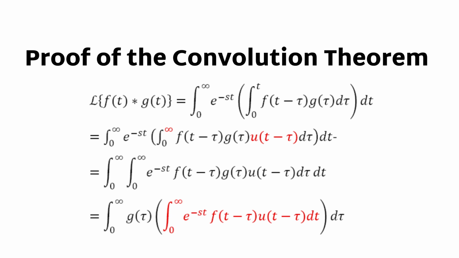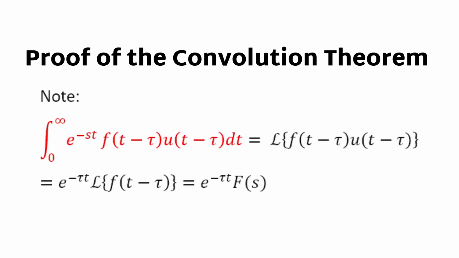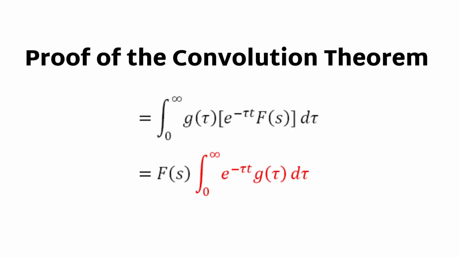So, evaluating with respect to time, notice that the red colored expression is just the Laplace of f of t minus tau, u of t minus tau. So by looking at the table from the previous chapters, we can get the answer e to the negative tau s multiplied by F of s. Now that we are integrating with respect to tau, we will take F of s outside the integral.